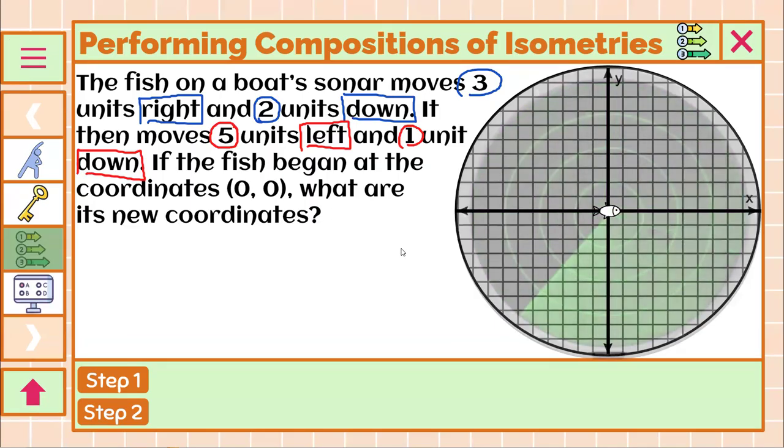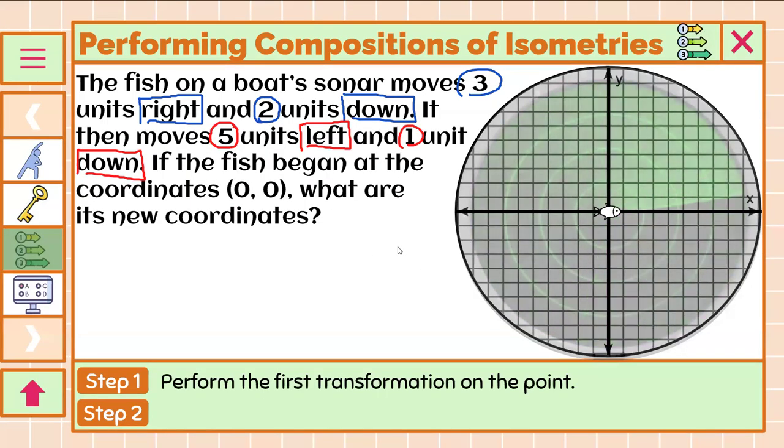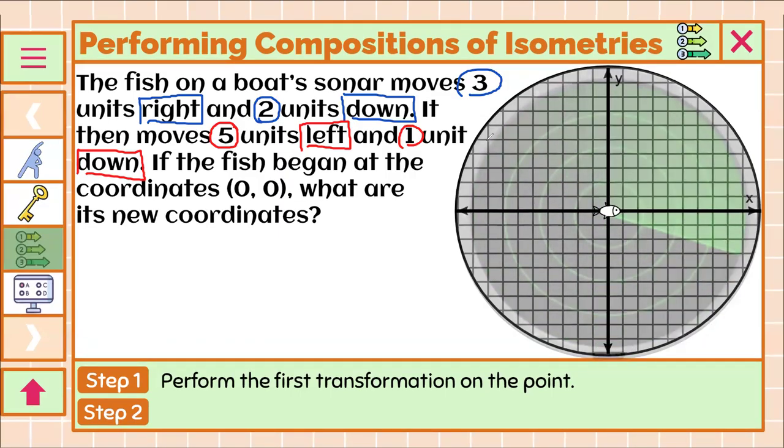So, step 1, perform the first transformation on the point. They have 2 transformations here. First, it's 3 units right and 2 units down. So why don't I do that real quick? And I'll keep it in blue. It said 3 units right, so my fish is right here. It moves 1, 2, 3, and then it says 2 units down. So 1, 2. This is the current point my fish is at, but we're not done yet.